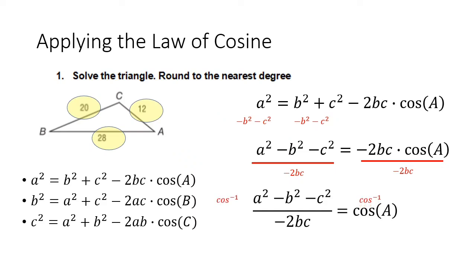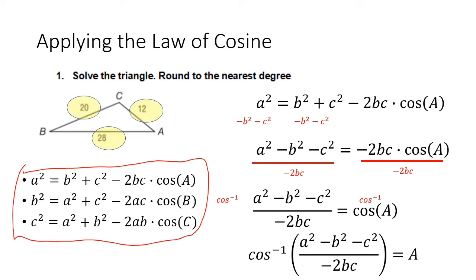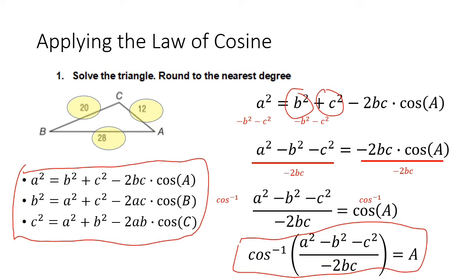So the opposite of cosine, so we can get A by itself, is arc cosine. So you're going to arc cosine the entire thing. And this is actually pretty good to keep in your notes. On a test, you probably would be given these, but if you memorize this, it'll save you a lot of time because you don't have to solve it every time. But if you don't want to memorize it, you can do the algebra, and I like to say subtract, subtract, divide. Subtract the first one, subtract the second one, divide by the negative 2bc.